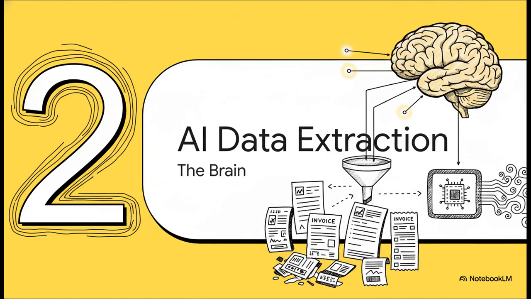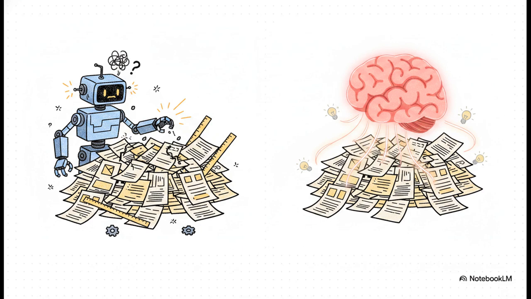Which brings us nicely to Section 2, AI-powered data extraction. Let's take a look at the brain. So look at the stark contrast between our past and present here. Traditional optical character recognition, or OCR, is highly template dependent, like we just talked about. If that invoice layout changes even a fraction, the whole rule-based system just completely breaks down.